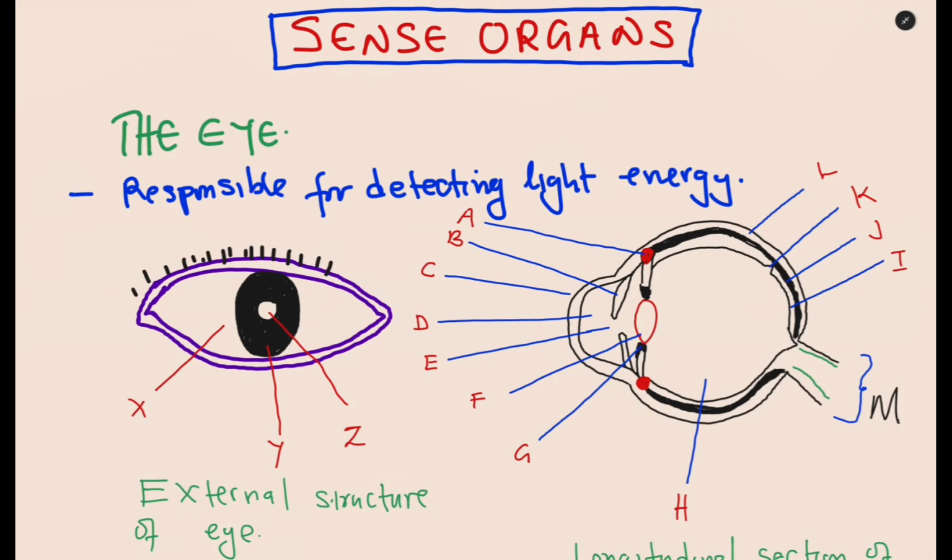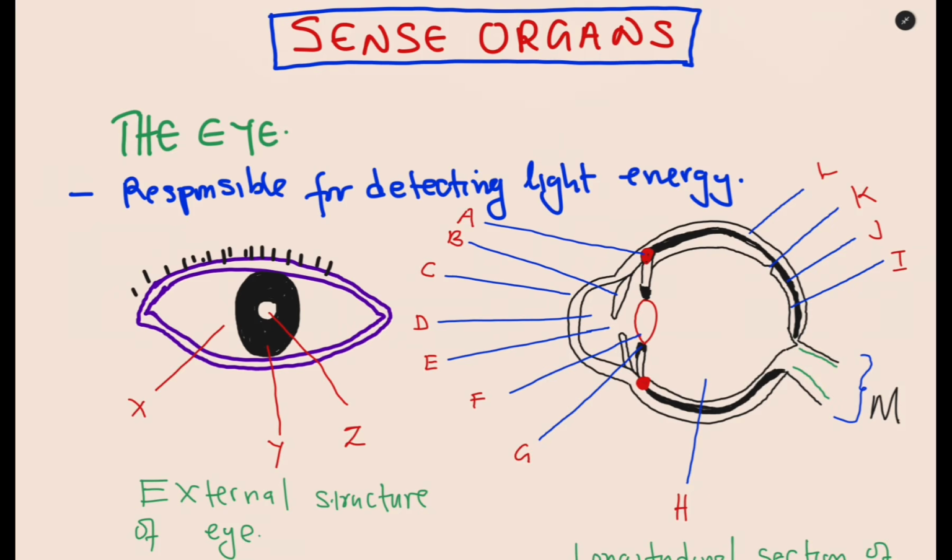Examples of sense organs, we have the eye, the skin, the chemoreceptors, that is in the nose, the tongue, chemoreceptors, and of course the ear. These are some of the sense organs. But in this one, we are going to focus on the eye as one of the sense organs. So sense organs detect stimuli.